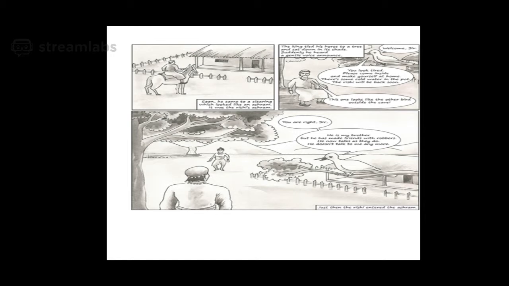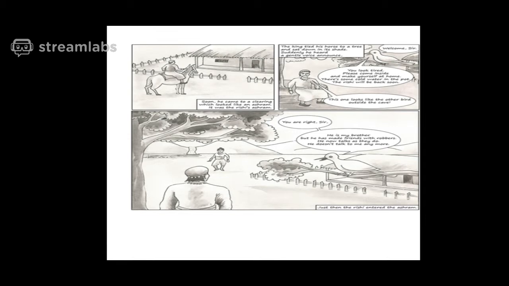He was amazed. "This one looks like the other bird outside the cave," he said to himself loudly. "You are right, sir," answered the bird. "He is my brother, but he has made friends with robbers. He now talks as they do. He doesn't talk to me anymore."